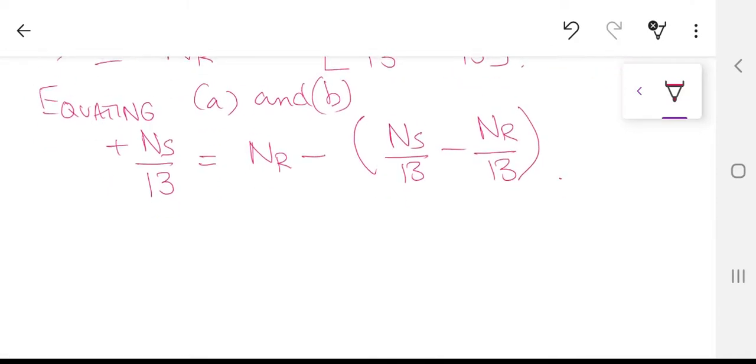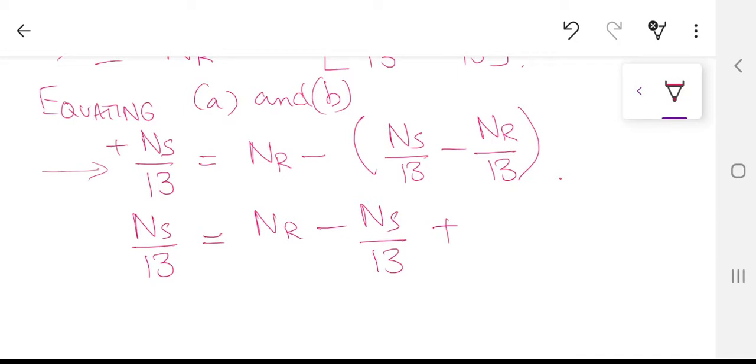So ns by 13 is equal to nr minus ns by 13. On this side I have the stator MMF speed with respect to stator, and on this side I have the rotor MMF 13th harmonic speed with respect to again stator. Whenever you have to compare, you have to make them on the same frame of reference. Now this is a very simple expression. Let me do this calculation. This is ns by 13, this is nr minus ns by 13, and this becomes plus, so this will be nr by 13.